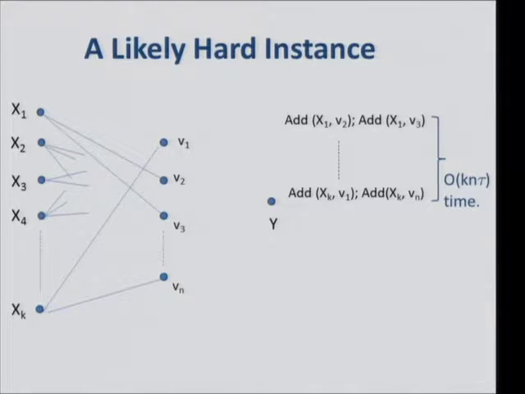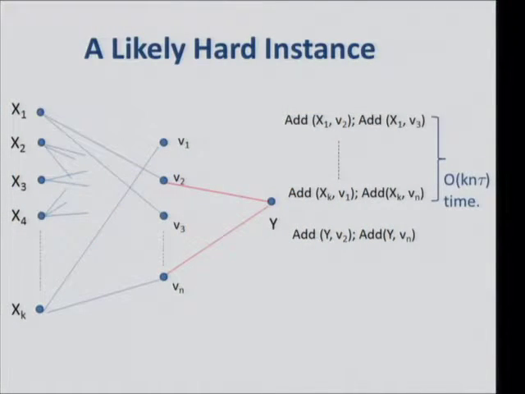Assuming that tau is what you're aiming for as the amortized cost, then the total amount of time that you get to do these operations is k times n times tau. Right? And that's phase one. This is a very special case. In phase two, you have to connect the vertex y to its neighbors. Its neighbors get specified, and that again has at most n edges. So you get order n tau time.